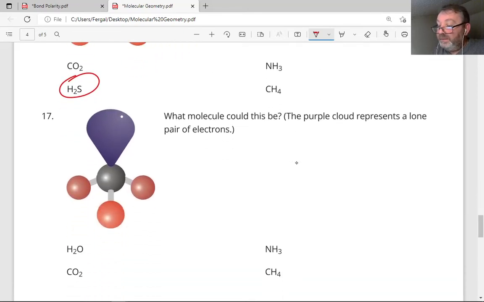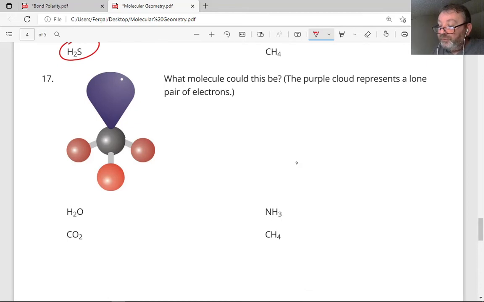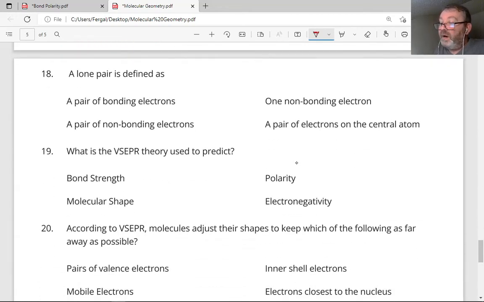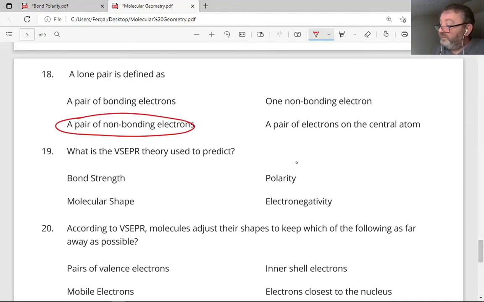Number 17 is a center with 3. So the only one that has 3 there is NH3. So that's N, and that's H, and that's H, and that's H. Sometimes these are just done by simple visuals. Yeah, there's a center with 3. So the only molecule that has a center with 3 surrounding atoms is NH3. A lone pair is defined as, now obviously not a pair of bonding electrons, no. One, no, because it's a pair. It's a pair of non-bonding electrons.